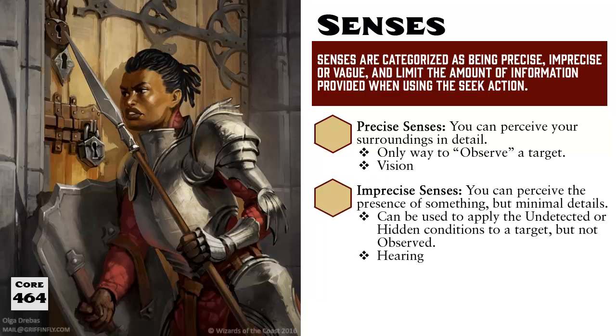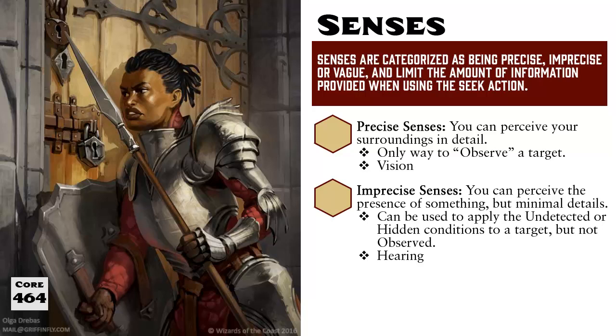Imprecise senses allow you to perceive the presence of something, but not with the accuracy and detail of a precise sense. For example, humans have hearing, which is an imprecise sense. We can use hearing to know that someone is present, and may be able to even know where they're standing. But aiming an attack based on hearing alone is going to be difficult. You cannot observe a target with an imprecise sense, so if you detect an enemy on hearing alone, they would have the undetected or hidden conditions instead of observed.